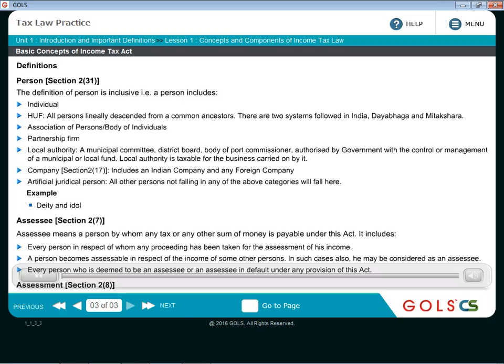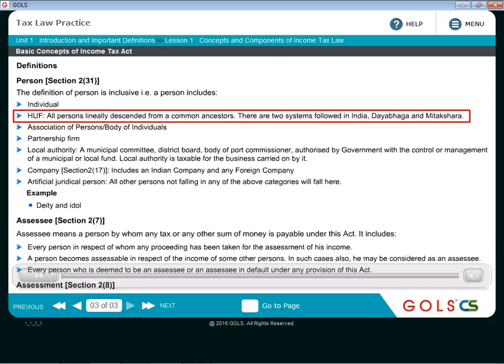Next important definition which we need to check is the definition of person. This is defined in section 2 subsection 31. The definition of person is an inclusive definition. As per this definition, a person will include the following. First one, individual. So all the individual assessees, that means all male and female assessees, would be treated as an individual person. As far as HUF is concerned, the HUF will also be considered as a separate person. Now HUF means when all the persons linearly descendant from a common ancestor, such a group of people will be termed as HUF.